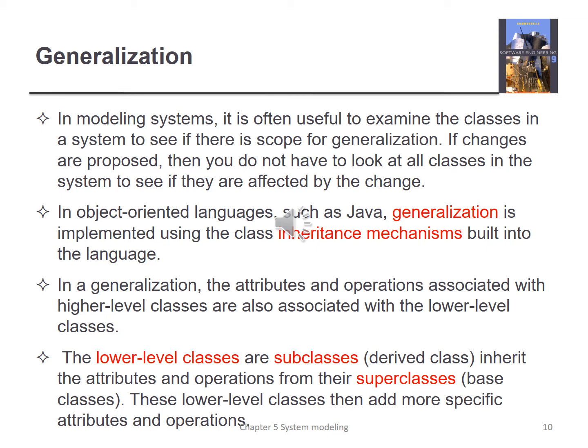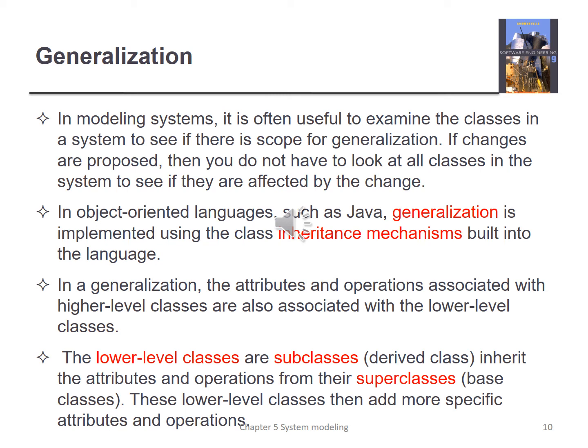In a modeling system, it is often used to examine the classes in a system to see if there is scope for generalization. So we look at the classes, and if there is something in common between these classes, we put it in the upper class, because we don't want to repeat the same attribute, the same functionality in each of these classes. If changes are proposed, then you do not have to look at all classes in the system to see if they are affected by the change.